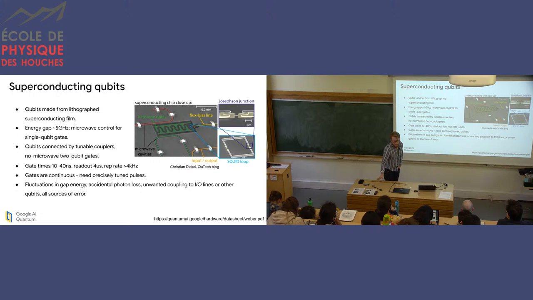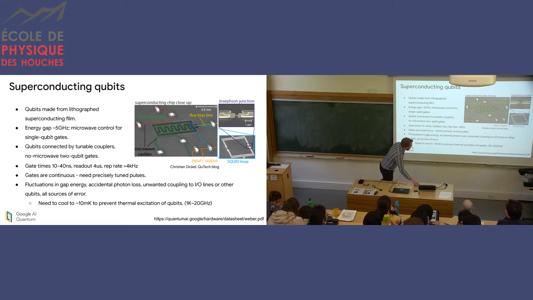Any questions about superconducting qubits before I move on? No? Okay, this is probably not new to you. Oh, yeah, sorry. And the obvious thing is that we need to put this in our dilution refrigerator because 1 Kelvin is 20 gigahertz. So if I have an energy gap of 5 gigahertz and I don't want stray thermal excitations everywhere, I need to be far below 20 over 4, like 1 Kelvin over 4.